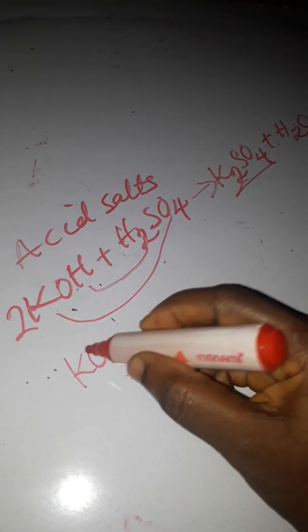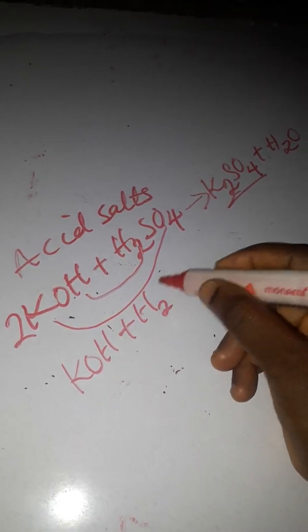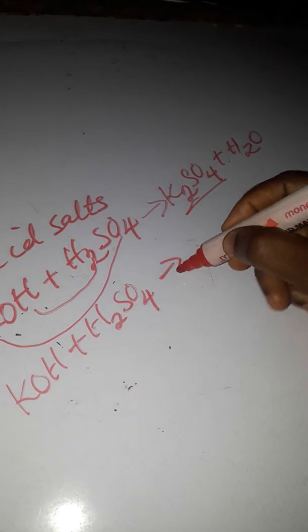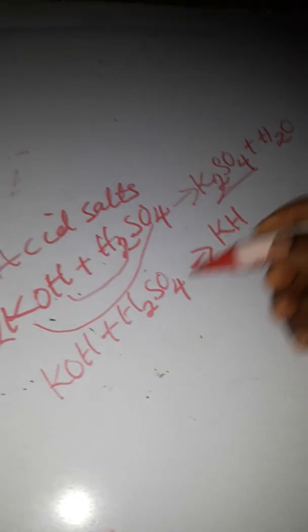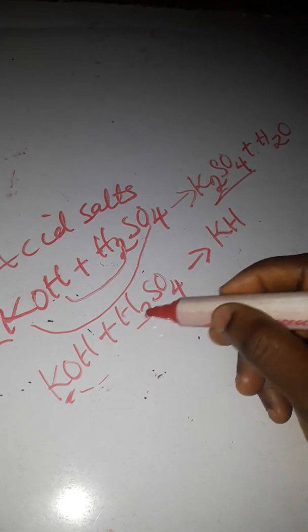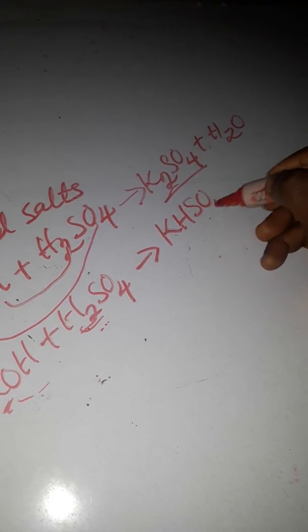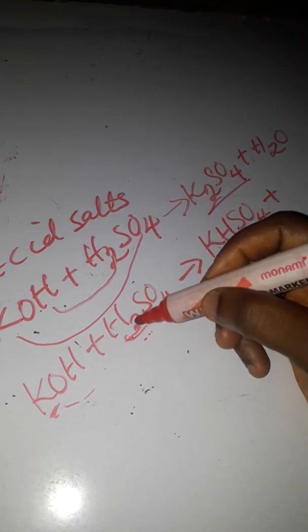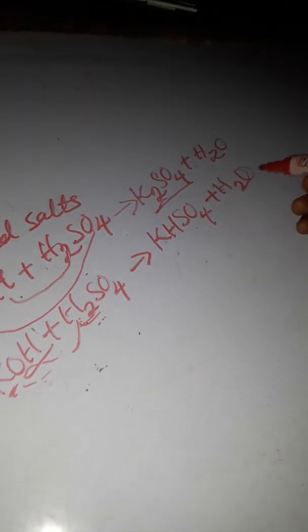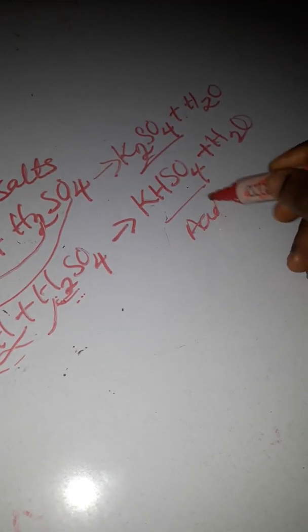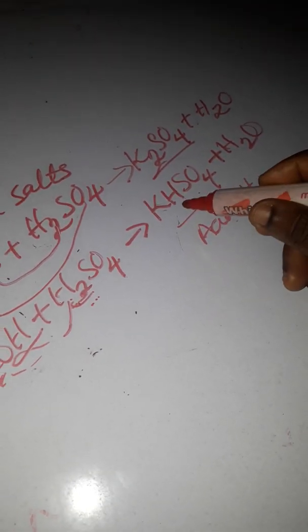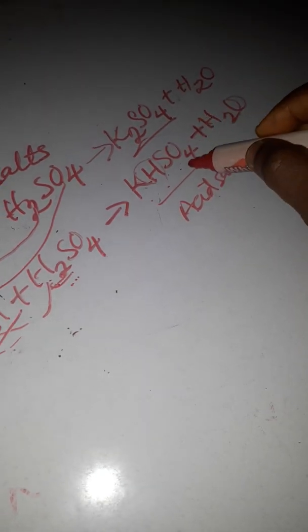I said if you have potassium hydroxide plus tetraoxosulfate 6 acid reacting together to give you KHSO4, instead of all the potassium replacing the 2 hydrogen, you have K. One of the hydrogen is replaced, remaining 1, and you see you have your tetraoxosulfate 6 acid, and then you have your 1 hydrogen here combining with hydroxyl here to give you water. This is an acid salt because of the presence of hydrogen. So this is potassium hydrogen tetraoxosulfate 6, instead of potassium tetraoxosulfate 6, which is a normal salt. This is an acid salt.